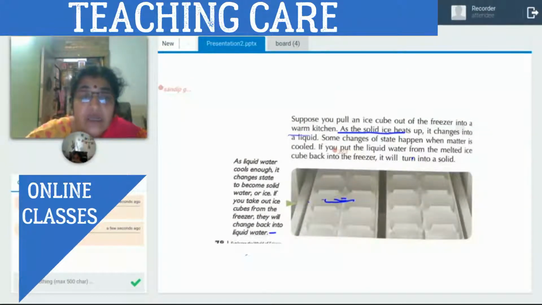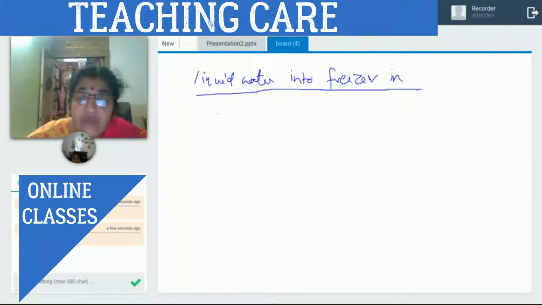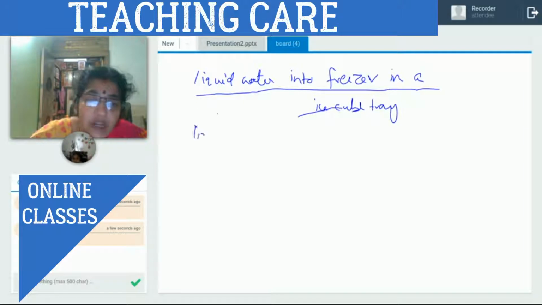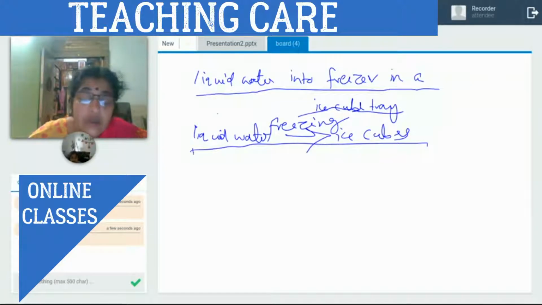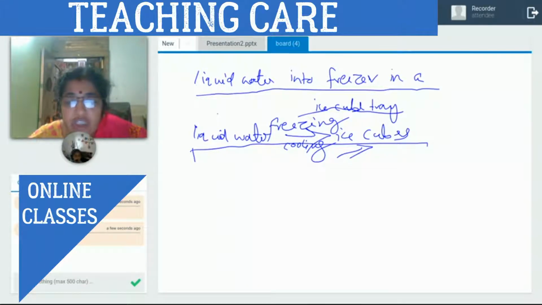Liquid water, if you keep that in the freezer in an ice cube tray, this liquid water will change into ice cubes, right? This process is called freezing, right? So you are cooling this liquid water, so it will change into ice cubes.